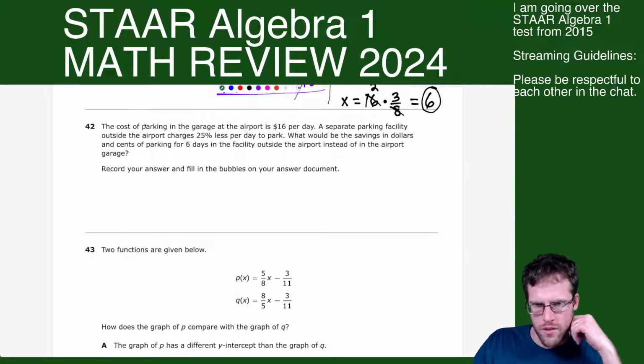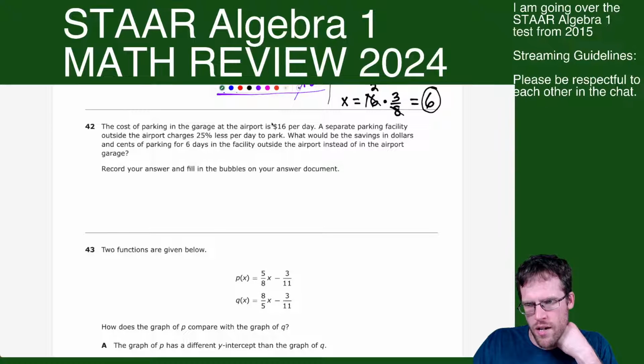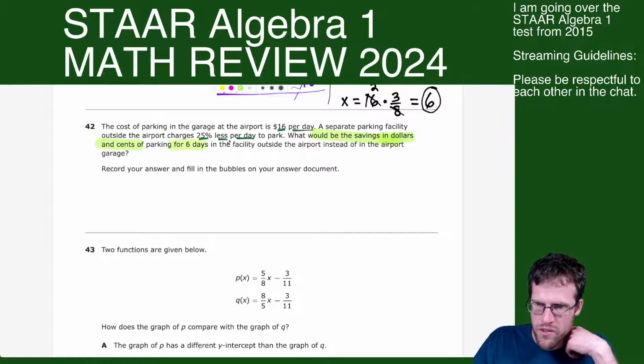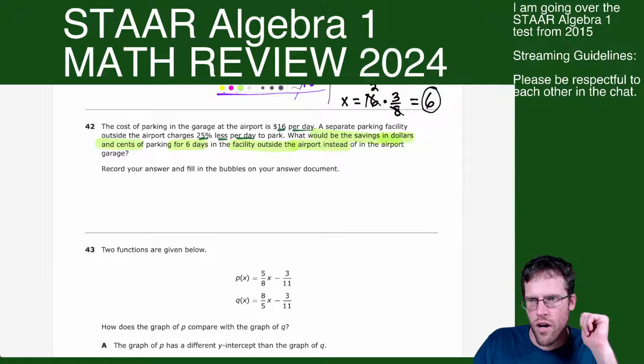All right, let's see. So the cost of parking in a garage at an airport is $16 per day. A separate parking facility outside the airport charges 25% less per day to park. What would be the savings? So here's the question. What would be the savings in dollars and cents of parking for 6 days in the facility outside the airport instead of the airport garage?